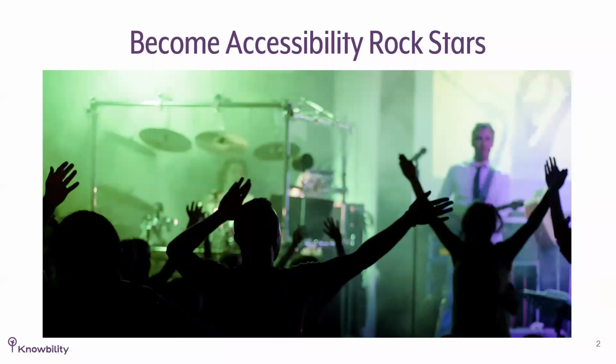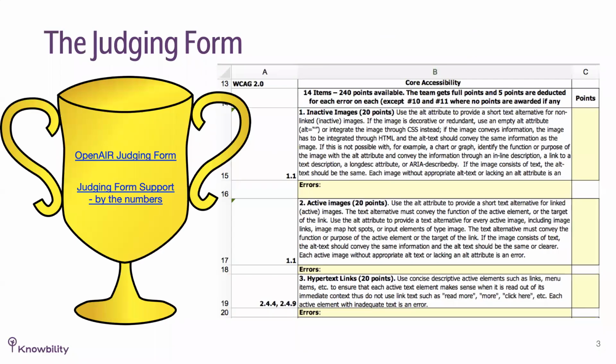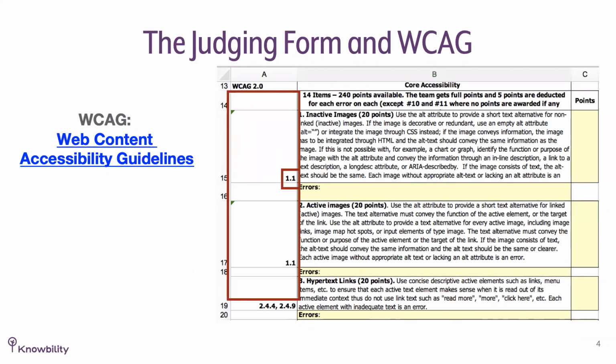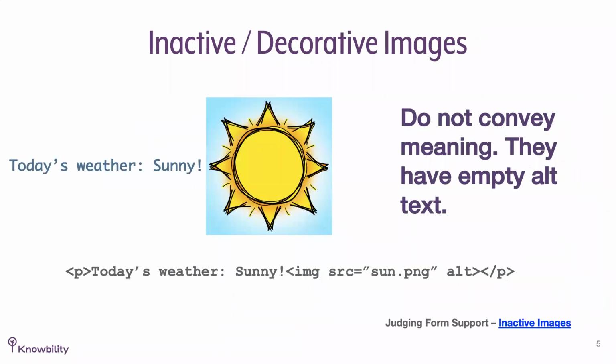You're here to become accessibility rock stars. That's the whole idea of AIR. It's to help build and increase accessibility for different websites, and to train people and help you learn about accessibility. So my goal is to make you rock stars. We base everything on the judging form. The judging form is in the training. The links that you see within here are in that training, and you all were given a code to access that training at learning.knowbility.org.